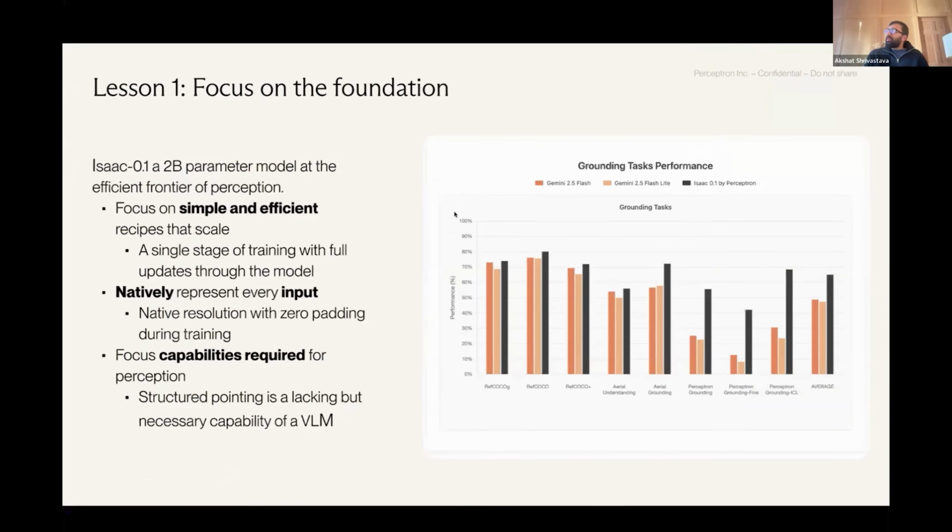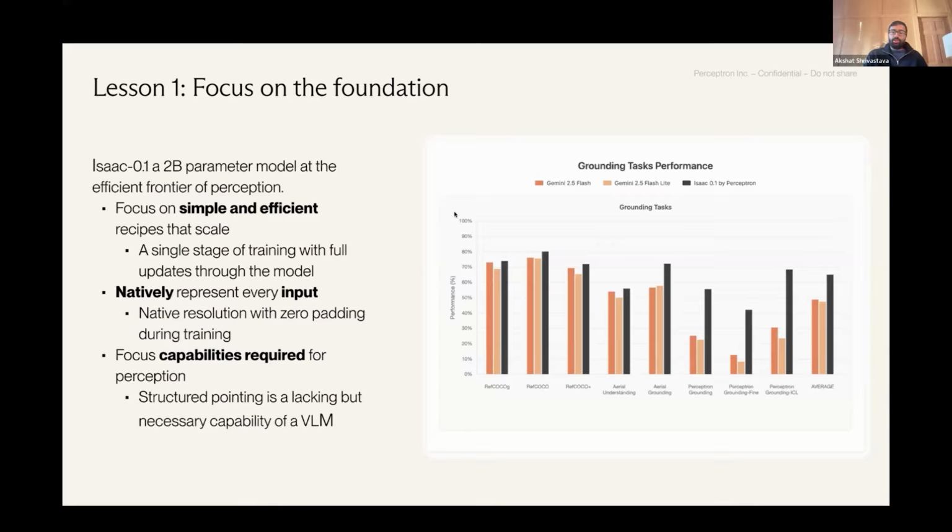Okay, so now for the crux of what I'm hoping to talk about: when building these physical foundation models, what are the things that you really need to do and what are the things that we've learned along the way? There's essentially four lessons that have come up in how we build our models. Actually many more, but I'll only talk about these four. So the first lesson we took, when we were building out our first model, Isaac 0.1, is to focus on the foundation.